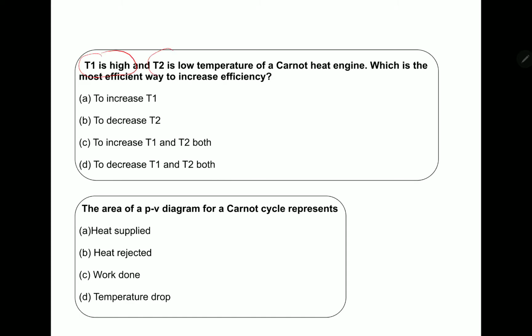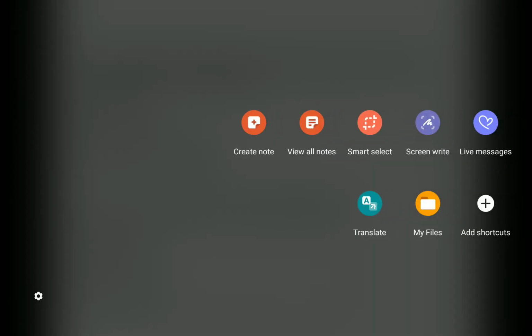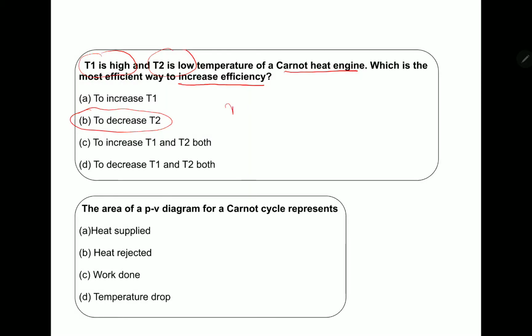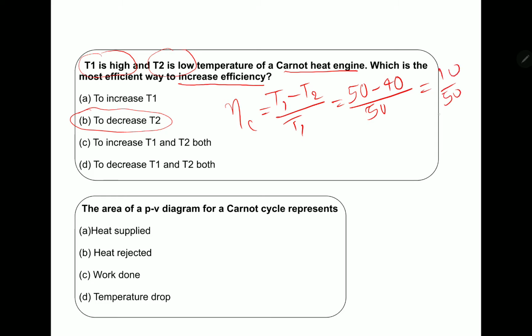T1 is the high and T2 is the low temperature of a Carnot heat engine. What is the most efficient way to increase efficiency? Option B is the right answer. Now let's see how B is the right answer. As we know, efficiency is T1 minus T2 divided by T1. If we put values over here, 50 minus 40 divided by 50, so we have 10 by 50, and our answer is 20% efficiency.